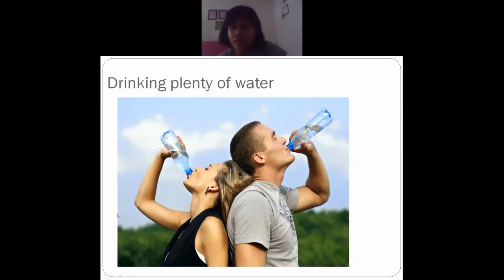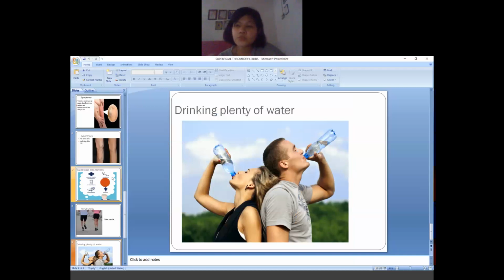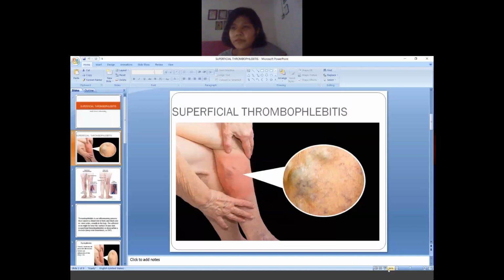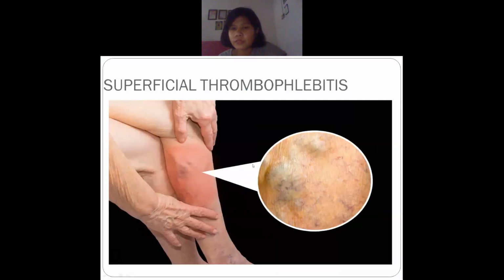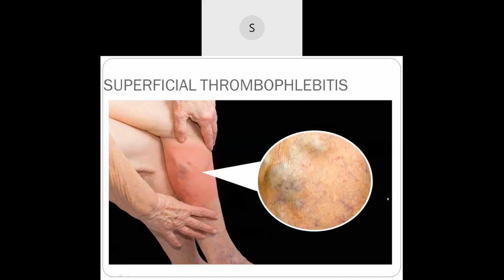Okay, next, Sheetal. Can you tell me the prevention part? How can you prevent yourself from this superficial thrombophlebitis? By taking a walk. Okay, anything else? Why do we need to take a walk? What is the purpose? What does it improve? What benefit will you get if you take a walk? Circulation. Okay, circulation.